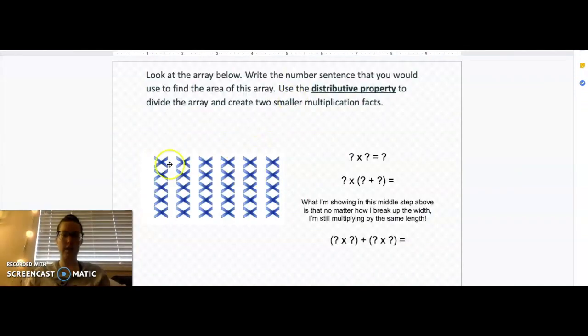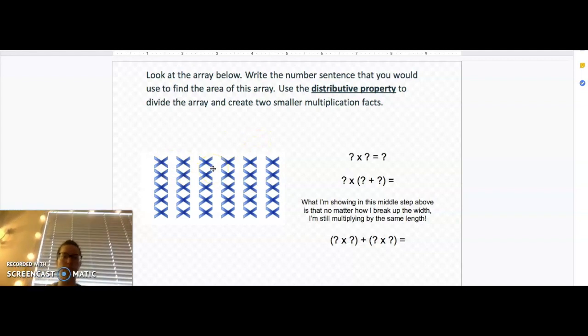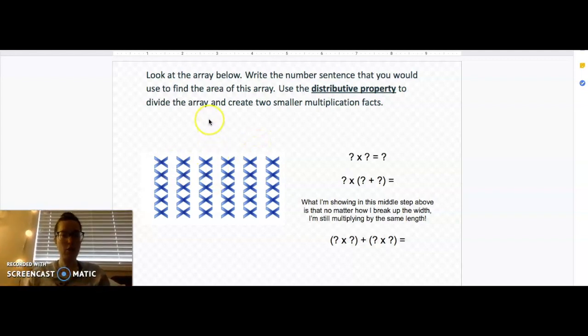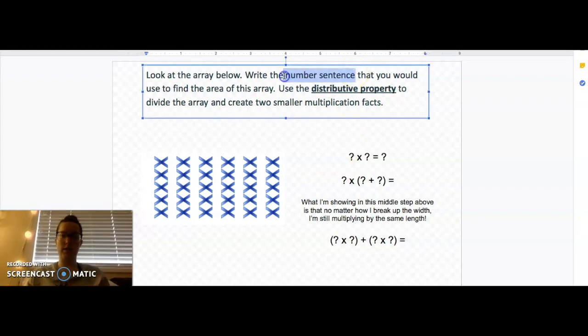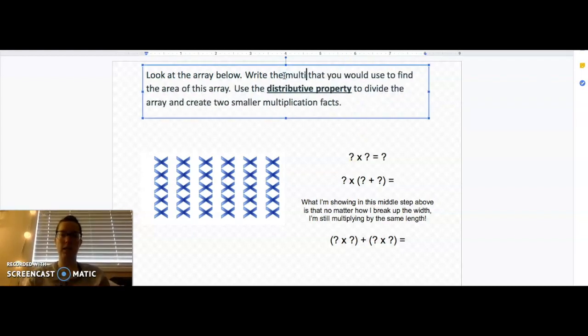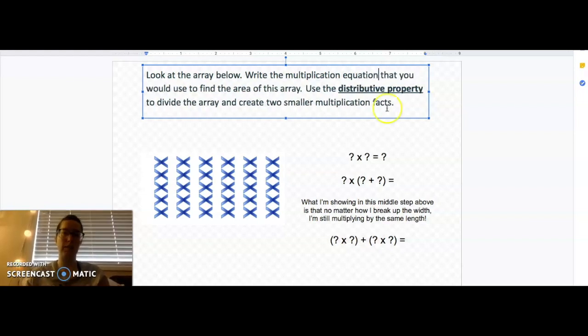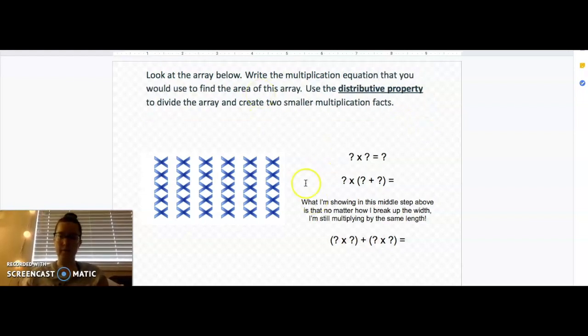So in order to do that, I'm going to need to jump into my drawing tool here to make sure that I can show you how I'm going to split this up, okay? So first things first, we have to write the multiplication equation. This still says number sentence. I like saying multiplication equation better because I think it's a little bit more specific. Okay, so first thing I need to do is count up what would be my original dimensions, my original length and width, or my original rows and columns.